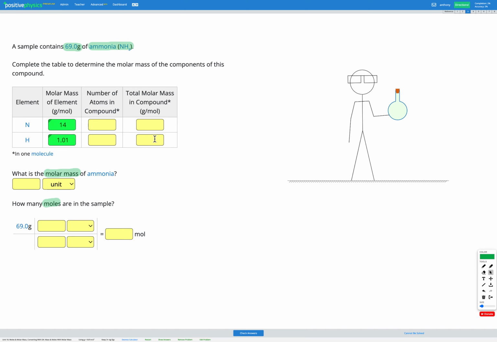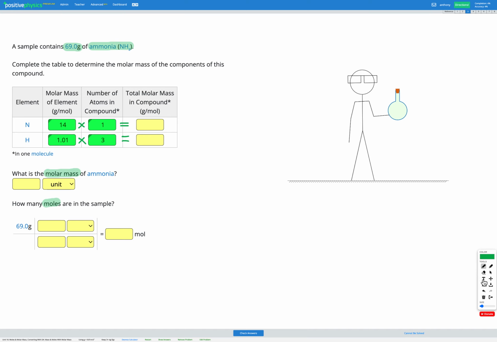Okay, next we're looking at the number of atoms in the compound. We have one nitrogen and three hydrogens in NH3. So we've got one nitrogen and three hydrogens. Our next step is to find out the total molar mass of that element in the compound. So we have one set of nitrogen and three sets of hydrogen.